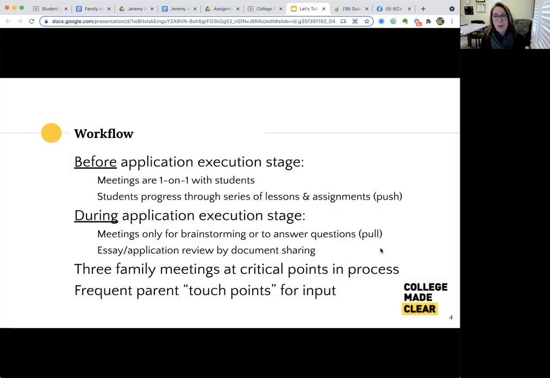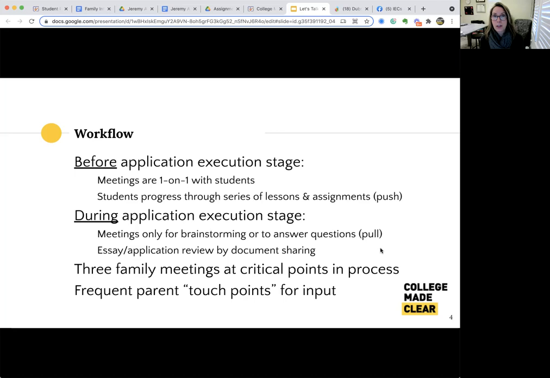So what's my workflow? I think about the process as two pieces. One is getting the student to the point where they have a college list and are ready to work on applications and essays. The other is the application and execution stage of the process, where the student is actually working through the list, getting the work done. So I break it up into those two pieces.